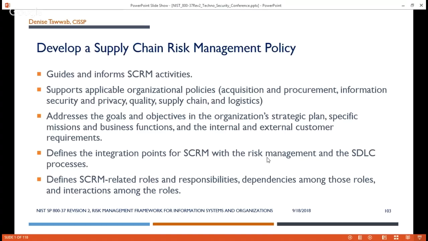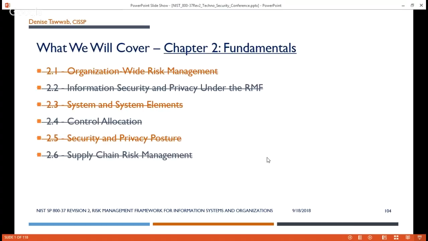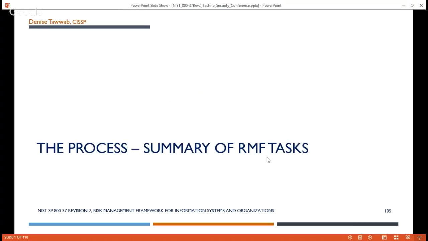You want to define the integration points for supply chain risk management with the risk management and the SDLC processes. And you want to define supply chain risk management related roles and responsibilities, any dependencies among those roles, and interaction among the roles.